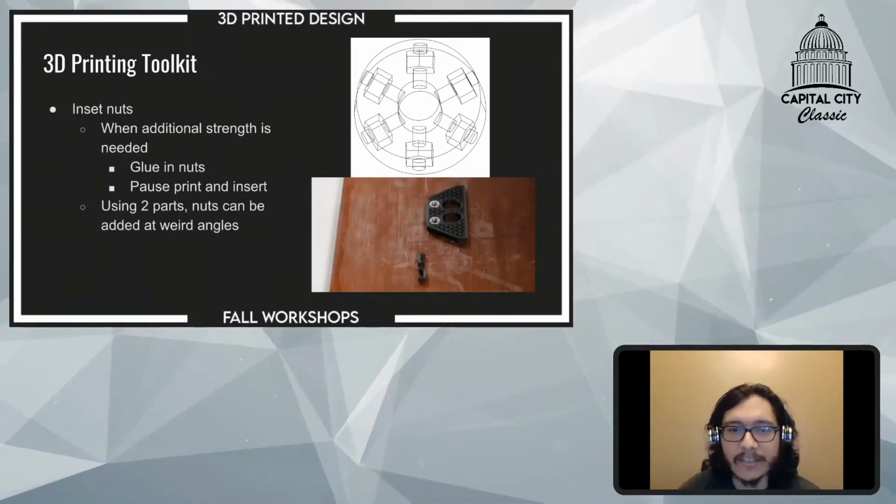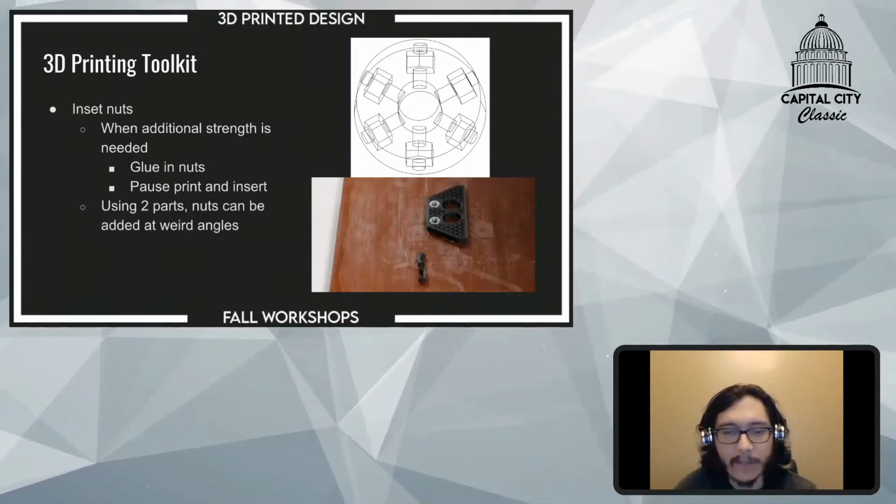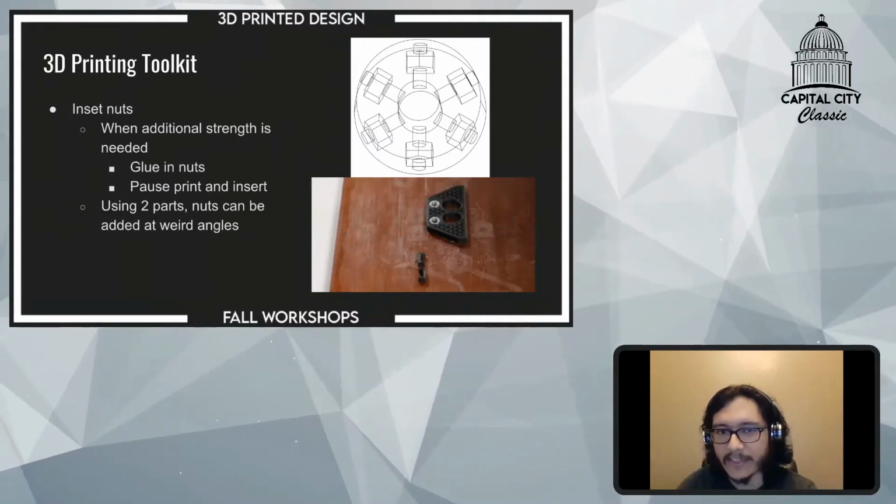If you look at the top piece, that was a plug that went into the drum of one of our elevators. I believe it was the 2017 robot.